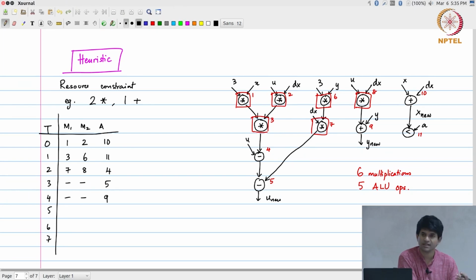So my resource constraints are 2 multipliers, 1 ALU unit. Is there any way I could have done better than this? There are 5 ALU operations, so fundamentally I cannot do better than this. Okay. So as long as I meet that constraint, 5 ALU operations in 5 clock cycles, it means that the ALU is now running at 100% hardware utilization efficiency, right. There are 2 multipliers which are not at 100%, they are only at 60%, right, because only 3 out of the 5 clock cycles are actually occupied.